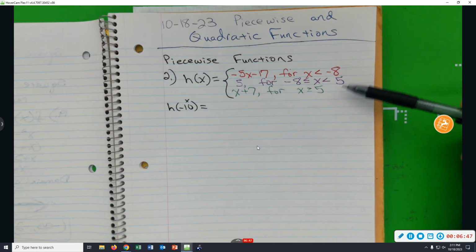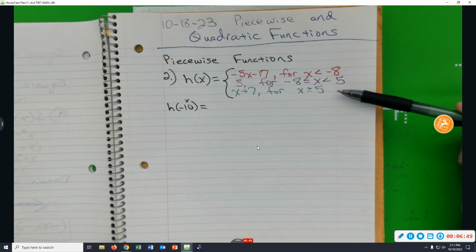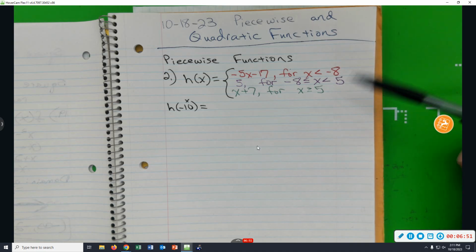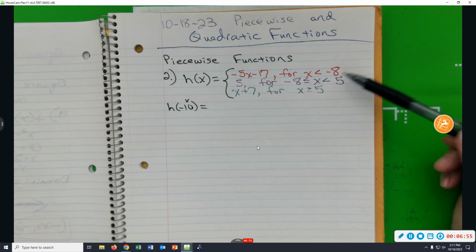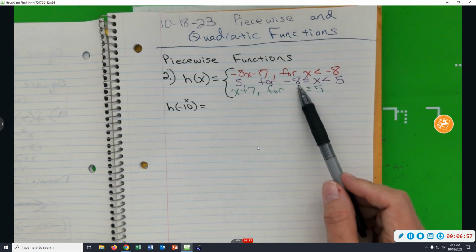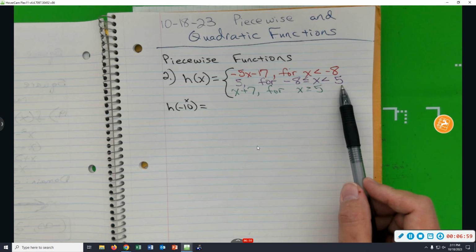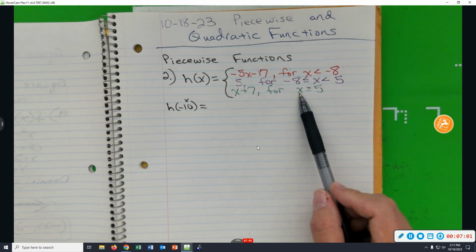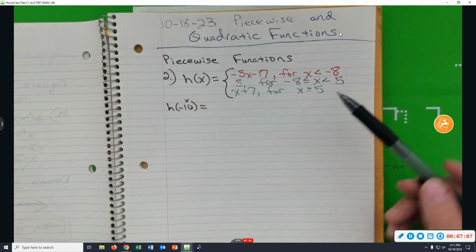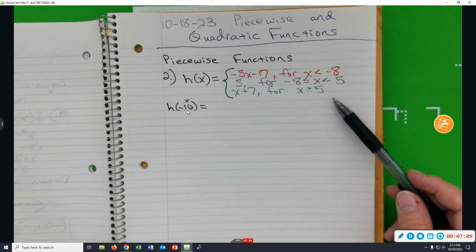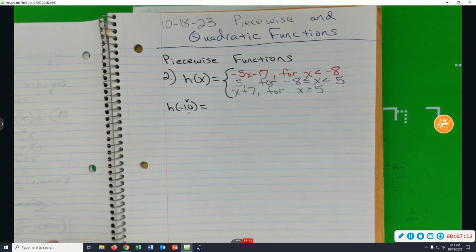Which piece is satisfied? By that I mean which inequality is satisfied. Is my negative 10 less than negative 8? Or is negative 10 right between negative 8 and 5? Or is negative 10 greater than 5? Which one is satisfied? There's only one of them. The x value can only satisfy one piece. The red piece, the purple piece, or the green piece. Which one?